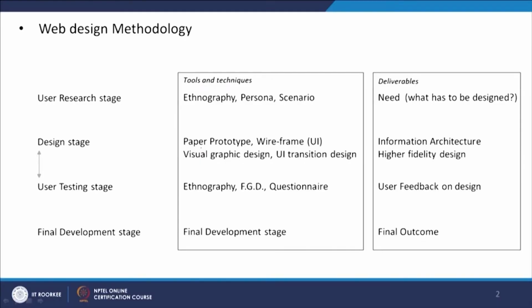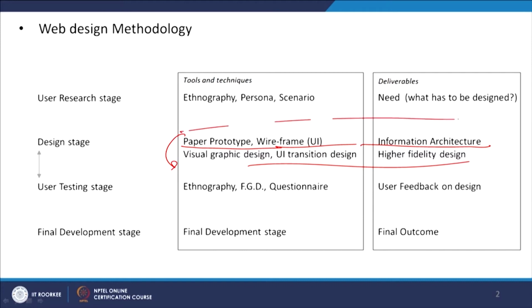So these are the processes of user interface design, the broader process, and we have discussed how to create paper prototype, which is wireframe, and information architecture, and now we will discuss what is the next stage, which is the higher fidelity prototype design. So within these two stages, while we are creating information architecture and low fidelity prototype, the testing has to go on.